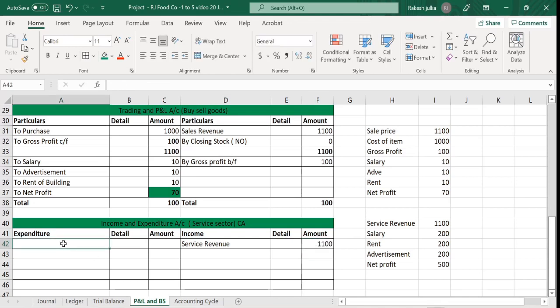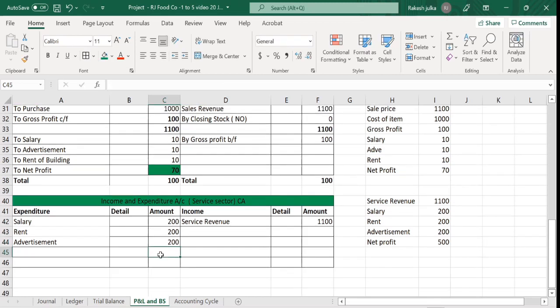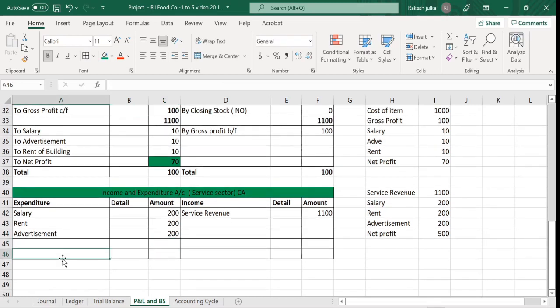On the right hand side, all the expenditure that I will write, like salary, rent, and advertisement. So salary, rent, and advertisement I have written here. Then here I am going to write the amount $200, $200, $200. And the balance will come as a net profit.